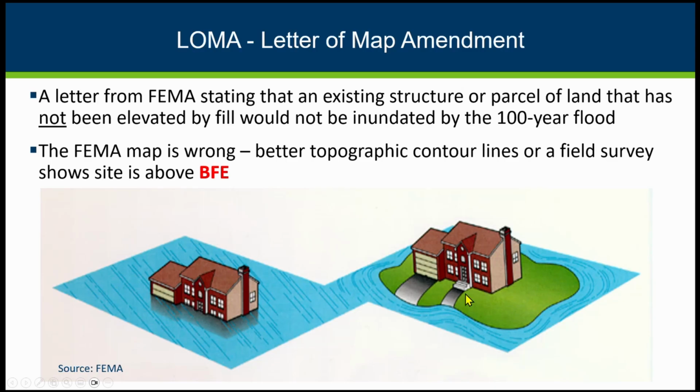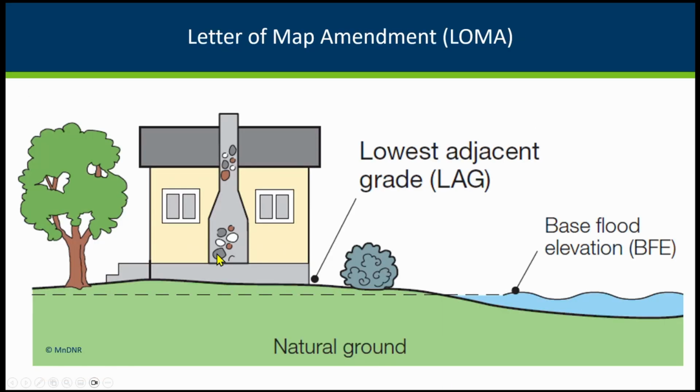So this is intended for the situation where it's on a naturally high area, and it might be a little island, or it might just be as you're going up the slope from a lake or river that you're to that part that's a little higher. Another way to look at it from the side view here is, here's our natural ground, and they look at, is that lowest ground touching the building above the base flood elevation or not? If it is, they're eligible to apply for this letter of map amendment.